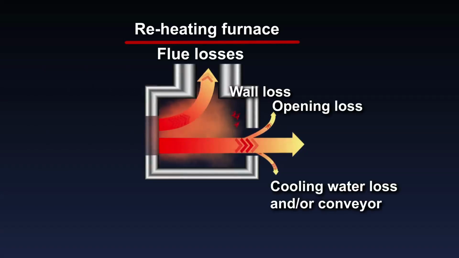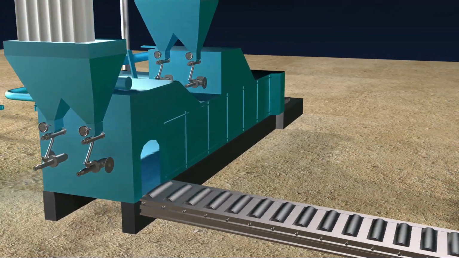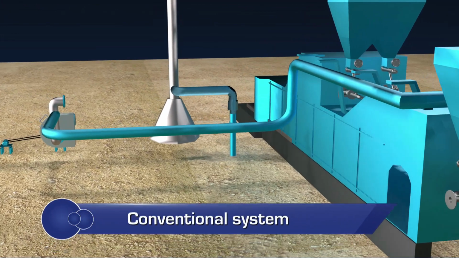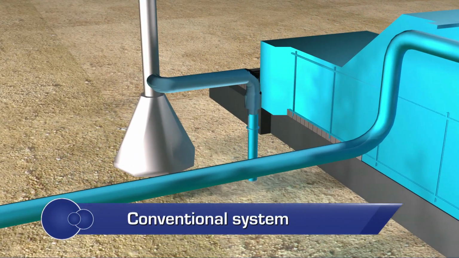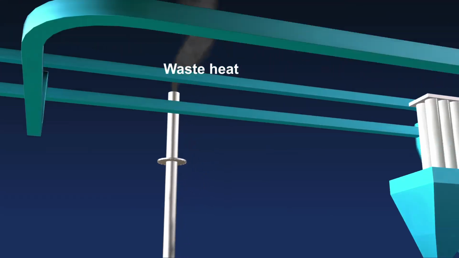The waste flue gas loss forms the major loss in a reheating furnace, which accounts for 30 to 35% of the total heat input. Exhaust flue gas from the furnace at a temperature of 500 to 700 degrees Celsius has a potential to be reused in the furnace. Traditionally, flue gases from the reheating furnace were let out into the atmosphere through the chimney. Thus, significant heat of the flue gas was wasted.